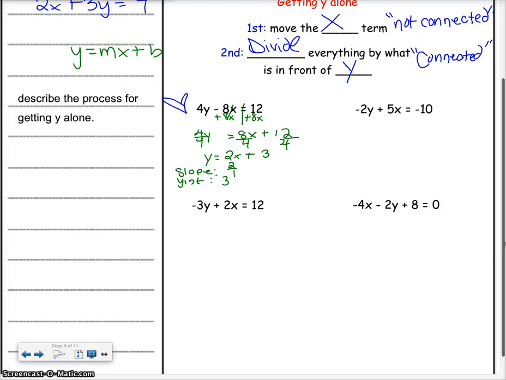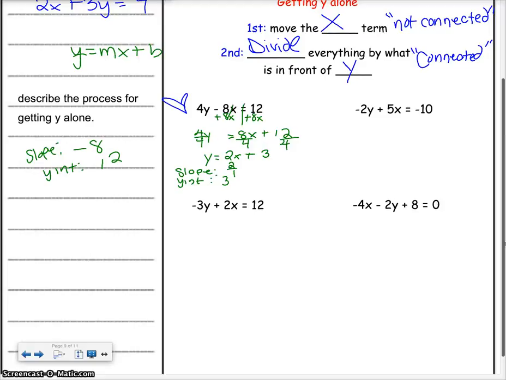Notice that I always get 8th graders that are like, well, I don't need to get y alone. The slope of this line is negative 8 and the y-intercept is 12. Because they think whatever's in front of x is the slope. Well, that's true when y is by itself. But notice my slope is really 2. My slope is not negative 8. So you have to get y alone before you identify slope and y-intercept.